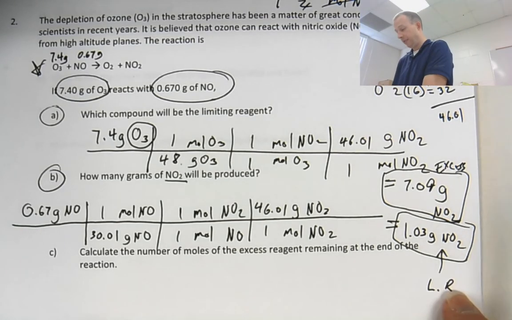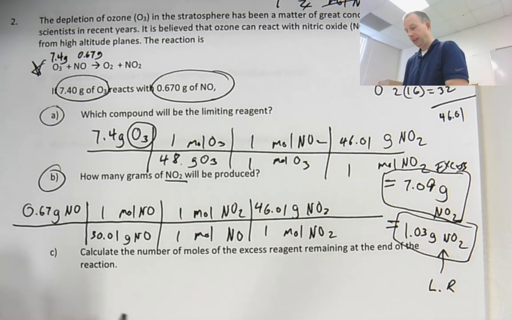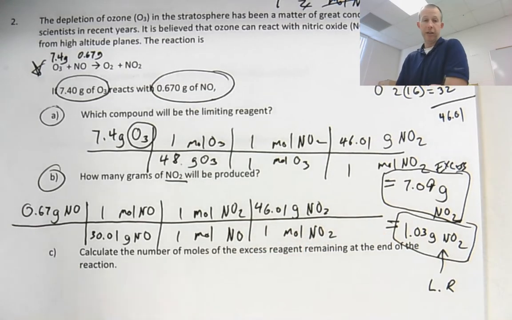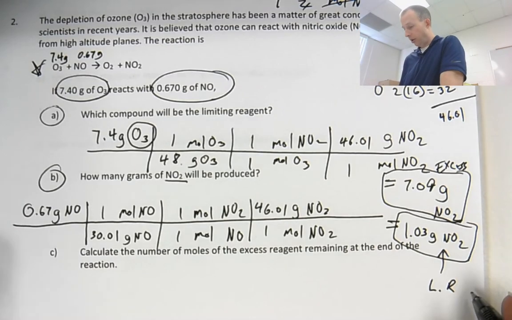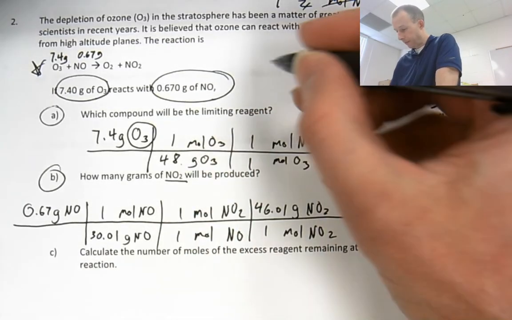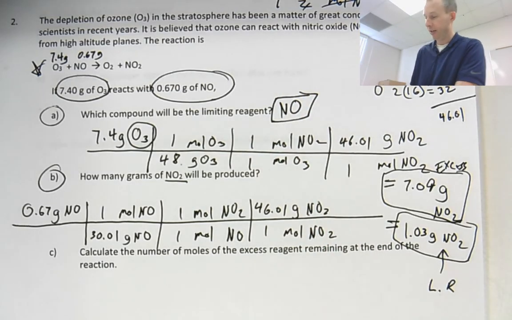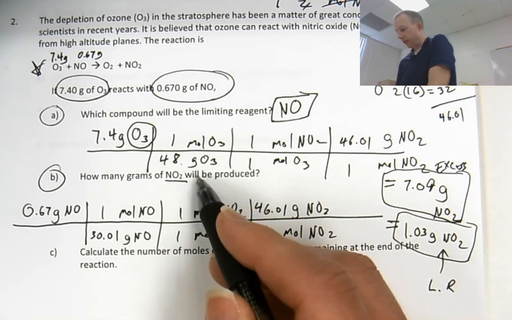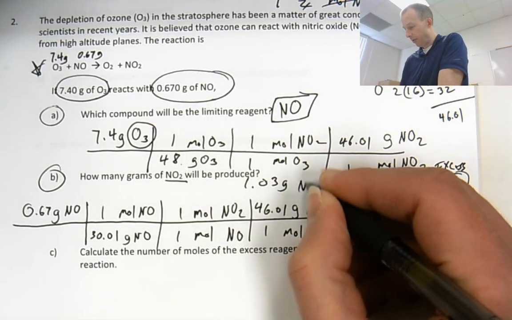Same thing goes with this. You're basing it on the amount of the initial value, like the correct limiting reactant. So in this case, the smaller value actually was limiting here. It worked out that way, but it just happened. So what is the limiting reactant? No, nitrogen monoxide is the limiting reactant, actually. So we established that that's limiting. How many grams of NO2 will be produced? 1.03 grams of NO2.